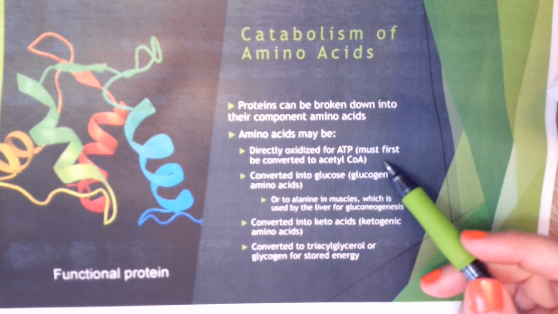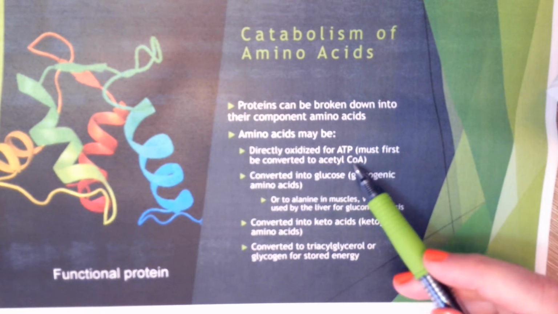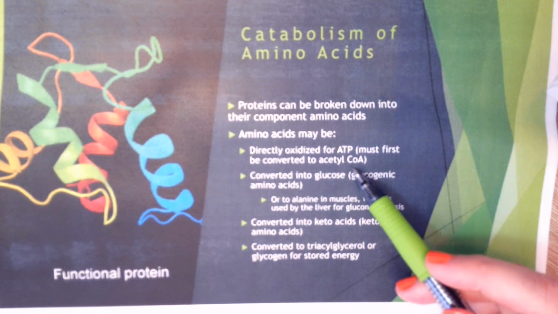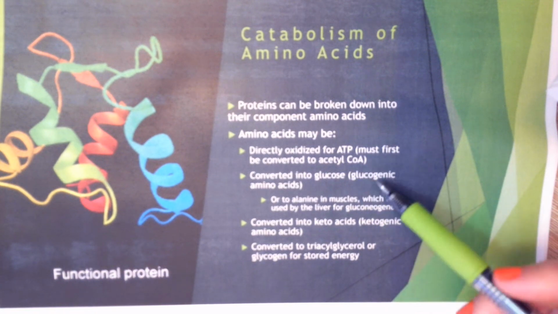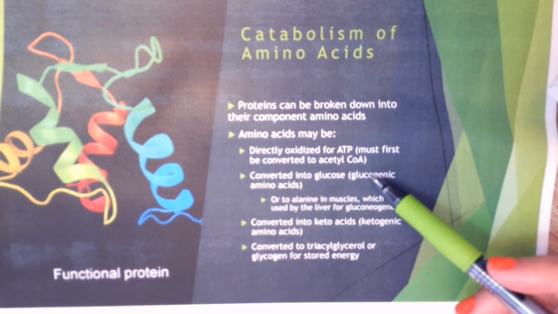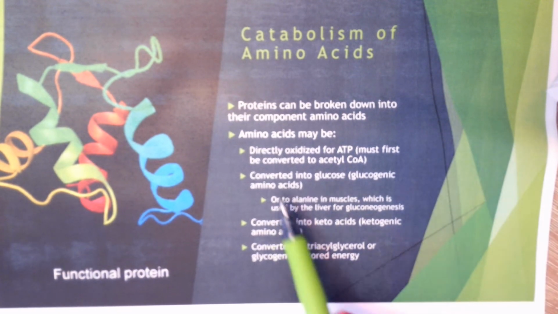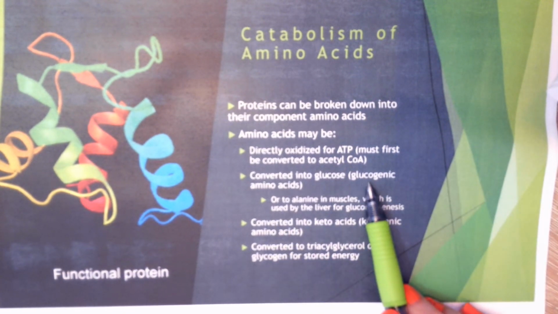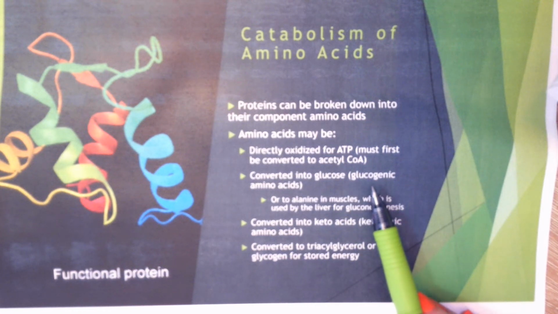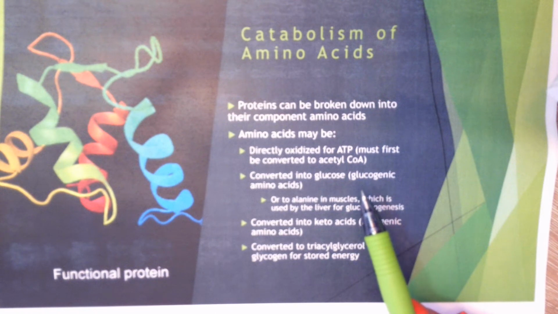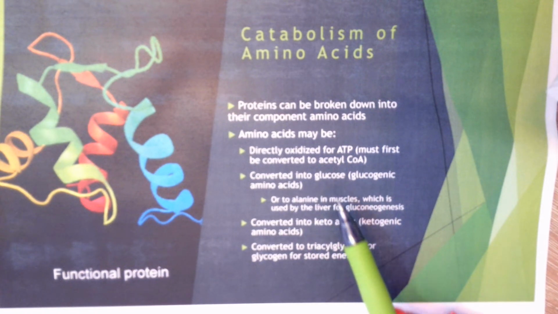But in order to do that, you have to first convert it, whatever amino acid it is, to acetyl-CoA. So there's various mechanisms for that depending on which amino acid we're talking about. Other amino acids are called glucogenic amino acids. Glucogenic means that they are able to create glucose. So you can convert the glucogenic amino acids directly into glucose.